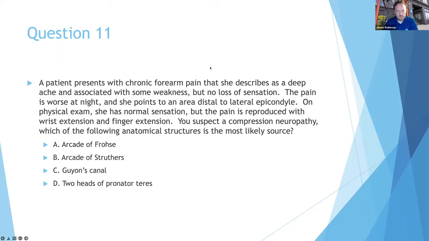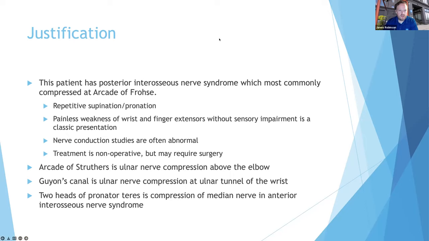Okay, so the majority of people chose A. There were some mix-in of the others. The correct answer is A, the arcade of Frohse. So this patient has posterior interosseous nerve syndrome, which is commonly compressed at the arcade of Frohse. It's common in athletes with repetitive supination and pronation. It's classically described as painless weakness of wrist and finger extensors without sensory impairment. Nerve conduction studies are often abnormal with this one, and treatment can be non-operative but may require surgery.